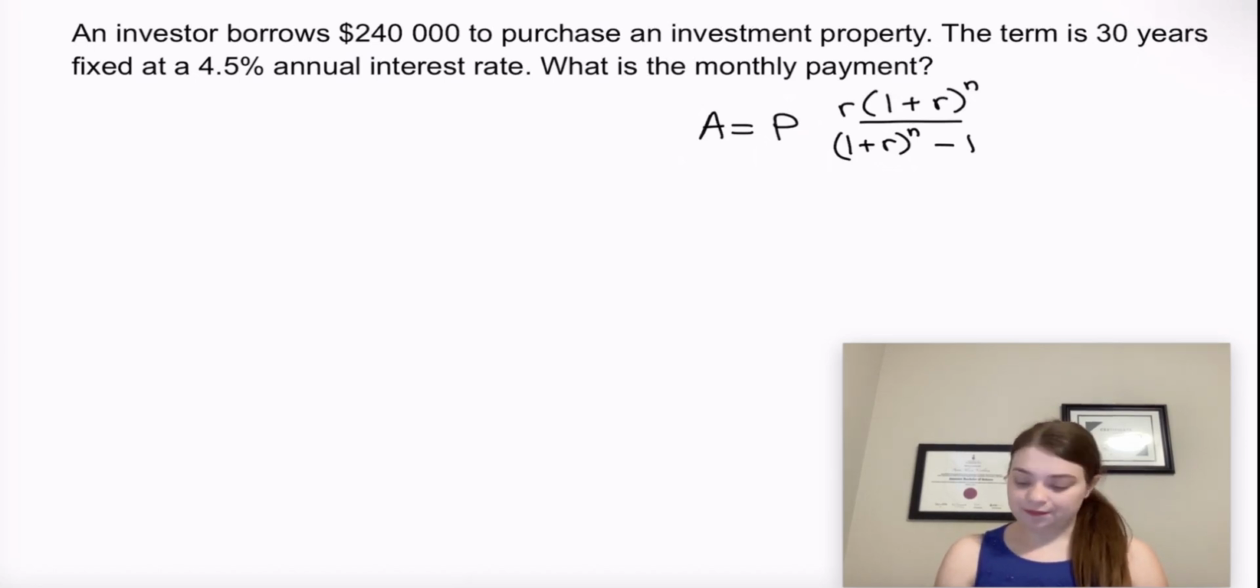So here's an example. An investor borrows $240,000 to buy an investment property. The term is 30 years fixed at a 4.5% annual interest rate. What is the monthly payment?